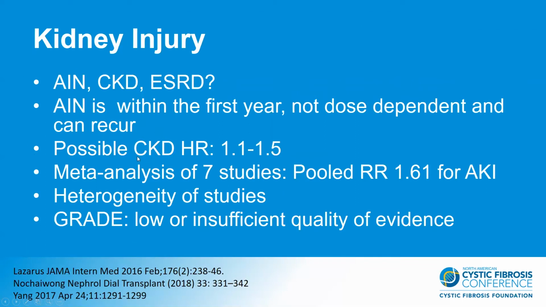Meta-analyses have looked at possible chronic kidney disease with hazard ratios that are pretty low, 1.1 to 1.5. There have also been a meta-analysis of at least 7 studies looking at pooled relative risk, again, for acute kidney injury of 1.61. The problem with all these studies is that there's heterogeneity of the studies, and overall grade of evidence is low or insufficient quality.